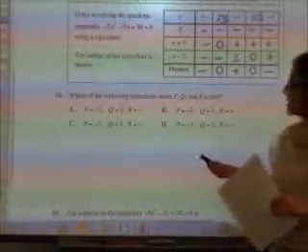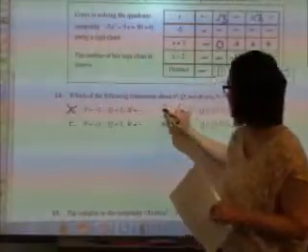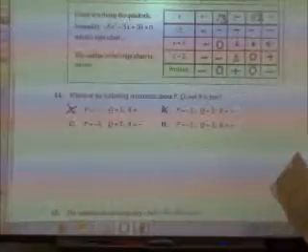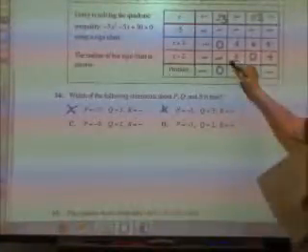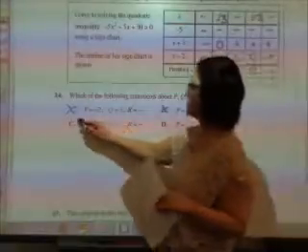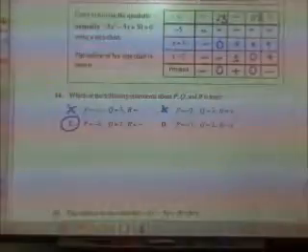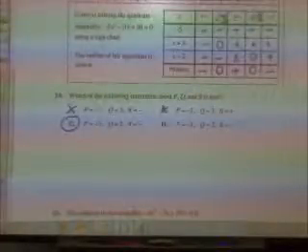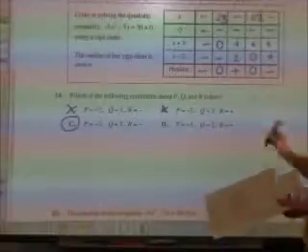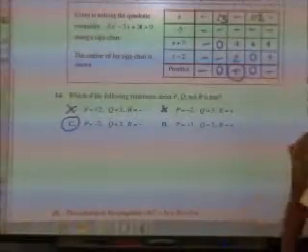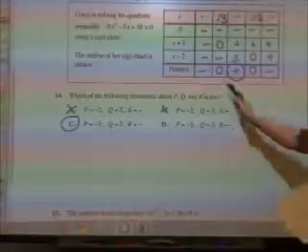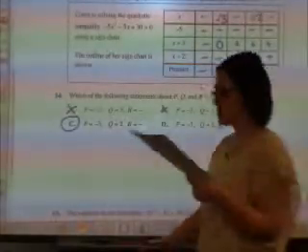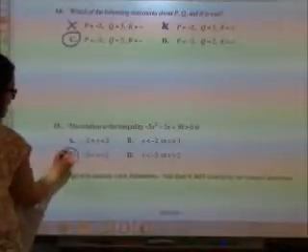So P has to be equal to -3, so that eliminates A and B. Q has to be equal to 2, so I'm still choosing between C and D. And the value of R has to be negative. So that's C. And then the solution to the inequality when it is greater than 0. So when it is greater than 0, that's looking at the positive interval, which happens between -3 and 2. So between -3 and 2.